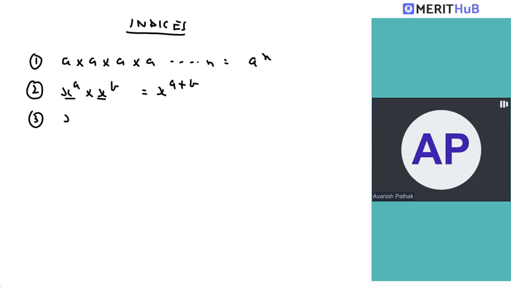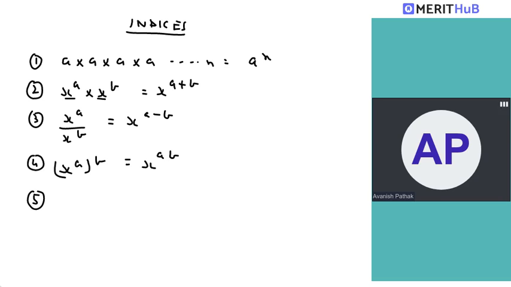Number three, if I'm writing x to the power a divided by x to the power b, and again since the bases are same, the power gets subtracted. Number four, if I'm writing x to the power a and whole to the power b, the power gets multiplied, so that's ab. Number five, if I'm writing nth root of x to the power a, that can be written as x to the power of a by n. Number six, if I'm writing x to the power 0, that can be written as 1.